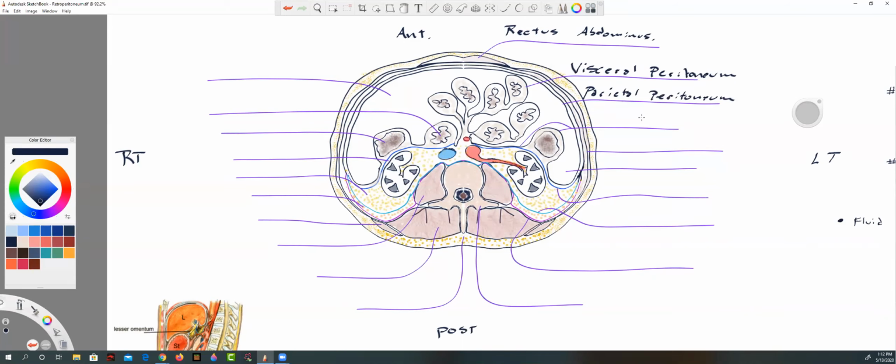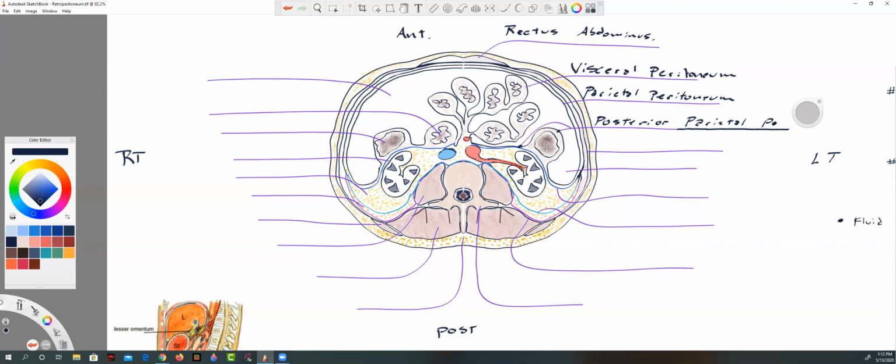The next one as well, actually, that's a double, it goes to here and here, because I wanted to show that it's both the same. This is still parietal peritoneum, but it's actually posterior parietal. We'll just put P, posterior parietal peritoneum.